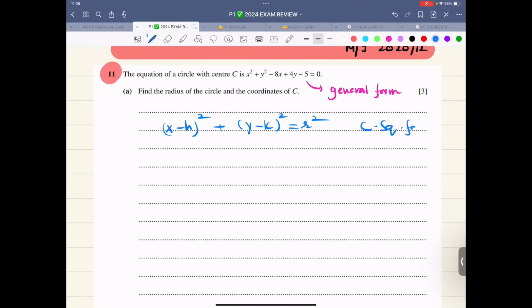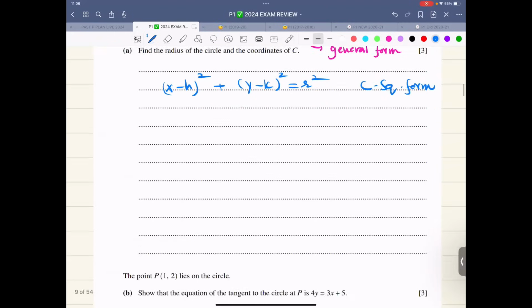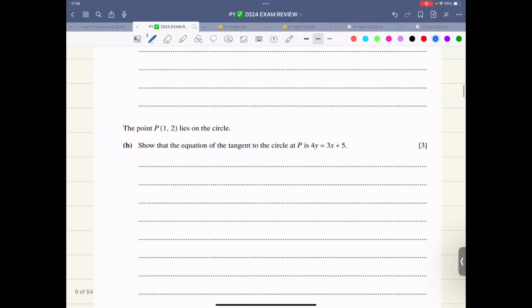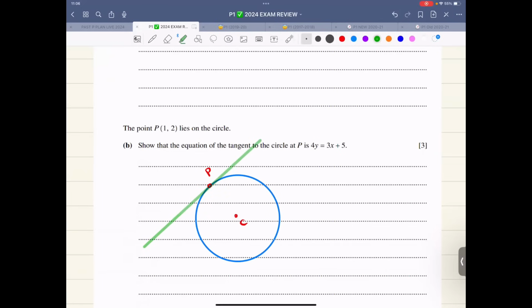This is called the completed square form. So I'll show you the process. Then it says the point P(1, 2) lies on the circle. Show that the equation of the tangent to the circle is this much. So now what is the concept? The concept is there is a center over here, there is a point over here, just a rough diagram, and that's how a tangent is there.